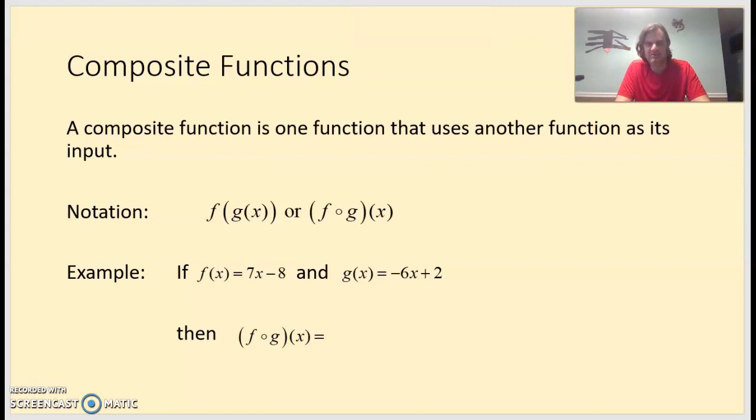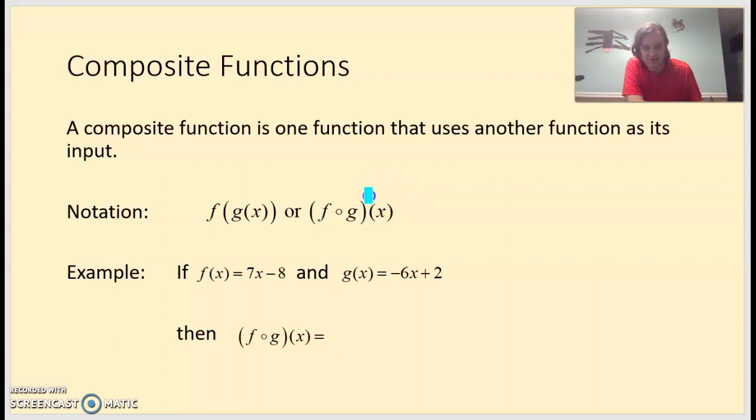Hey, it's Mr. Allred here, and I want to talk about composite functions. We've done piecewise functions and combining functions, but composite functions is a little bit different, so make sure you pay attention here. The way to remember it is a composite function is one function that uses another function as its input.